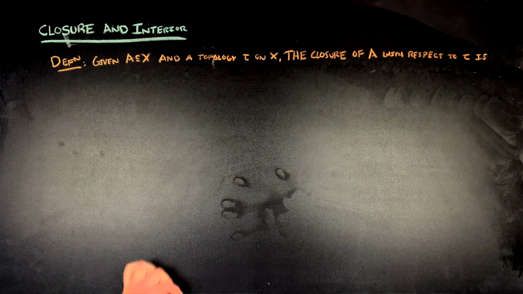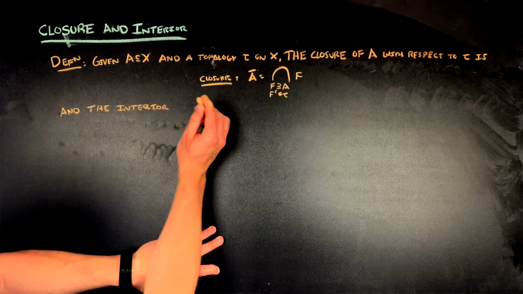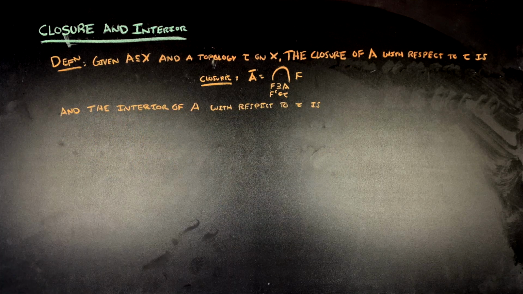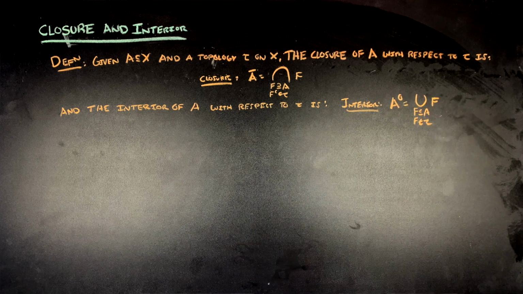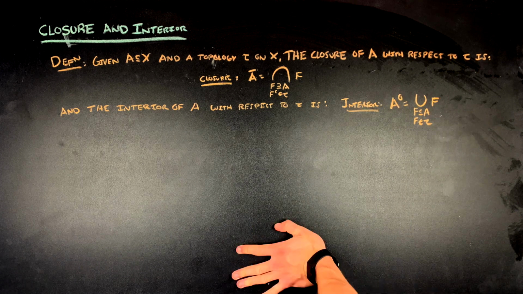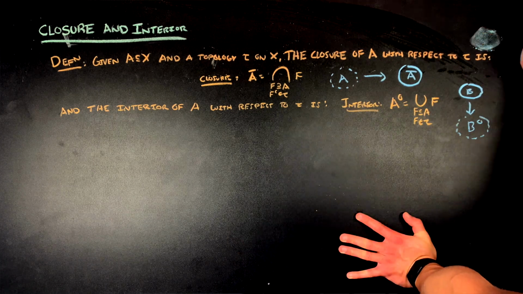Intuitively, a closure of a set is just a way to make a set that you're given, any set at all, into a closed set with respect to some topology. And then similarly, the interior operation is a way to take any set you're given, any one at all, and make it into an open set with respect to a given topology.